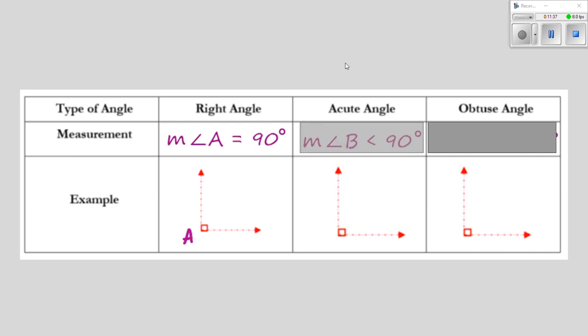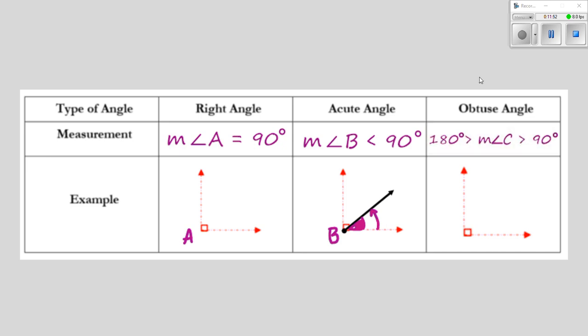An acute angle is basically an angle less than 90 degrees. So anything between 0 to 89 degrees is an acute angle. Once it hits 90, it's right. And once it passes 90, it becomes obtuse. An obtuse angle is any angle that is between 90 and 180, not including those two. Because 180 makes a line, and 90 makes a right angle. So anything between 90 and 180, so that's 91 degrees to 179, is obtuse.